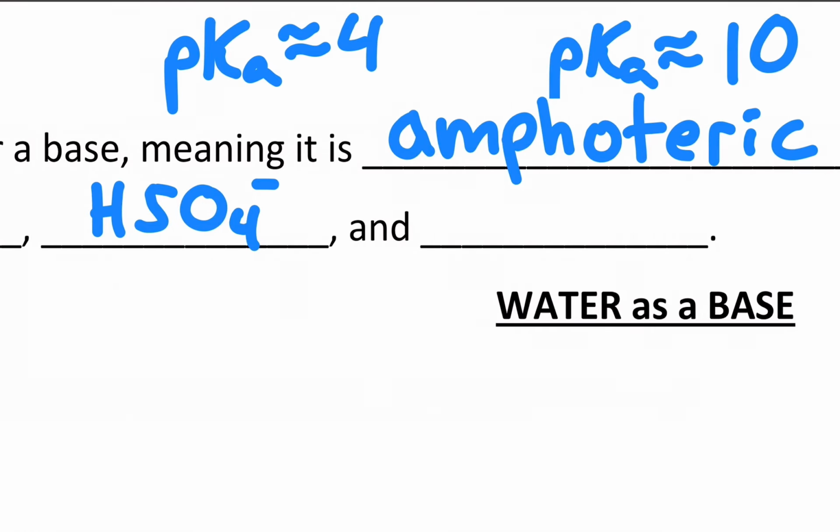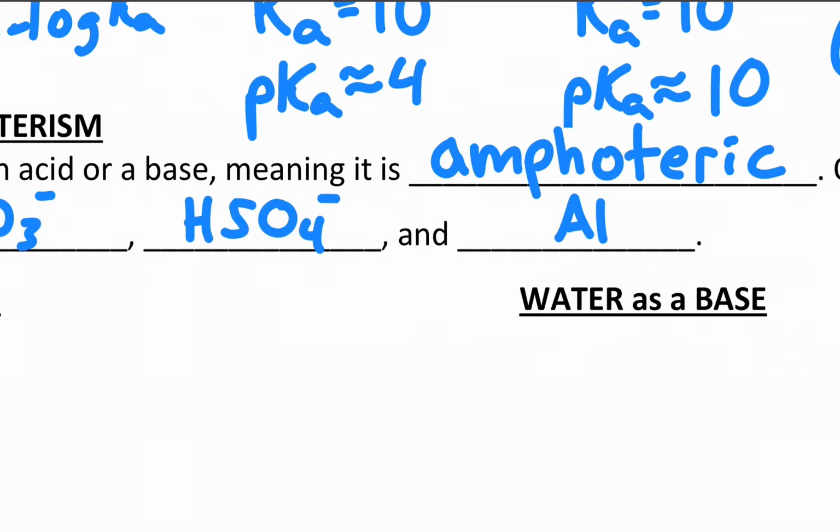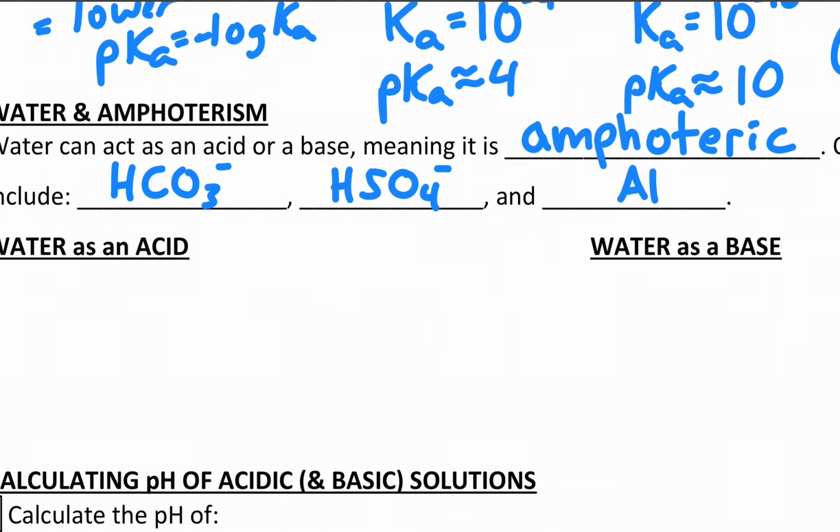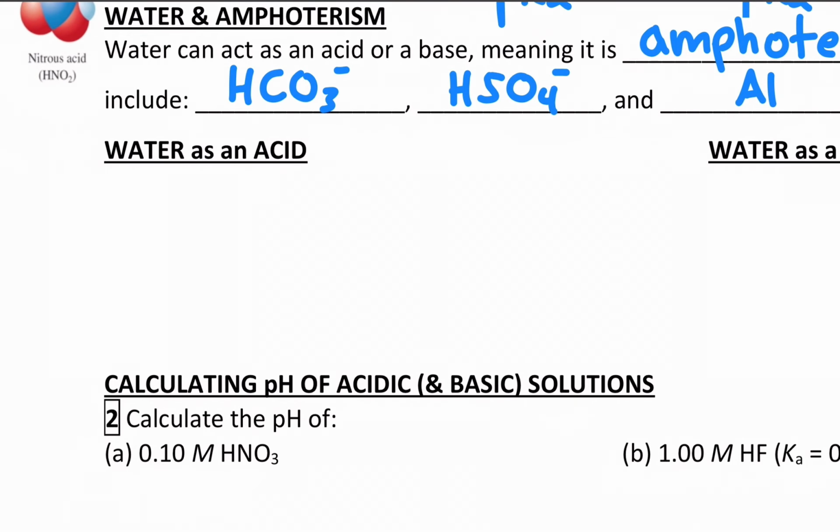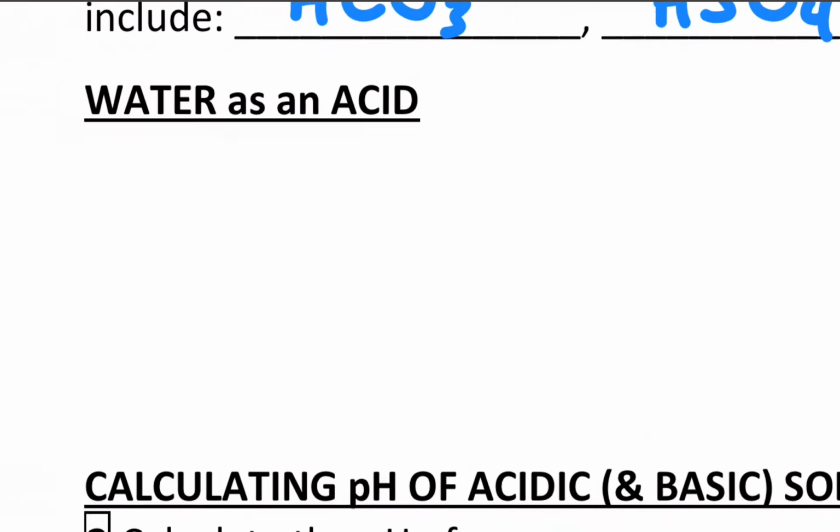Some interesting examples: certain metals like aluminum can actually be amphoteric. You can make an aluminate ion, or the aluminum cation in acidic species. It reacts with both an acid and a base. Water is the most common one, so let's look at how that behaves.